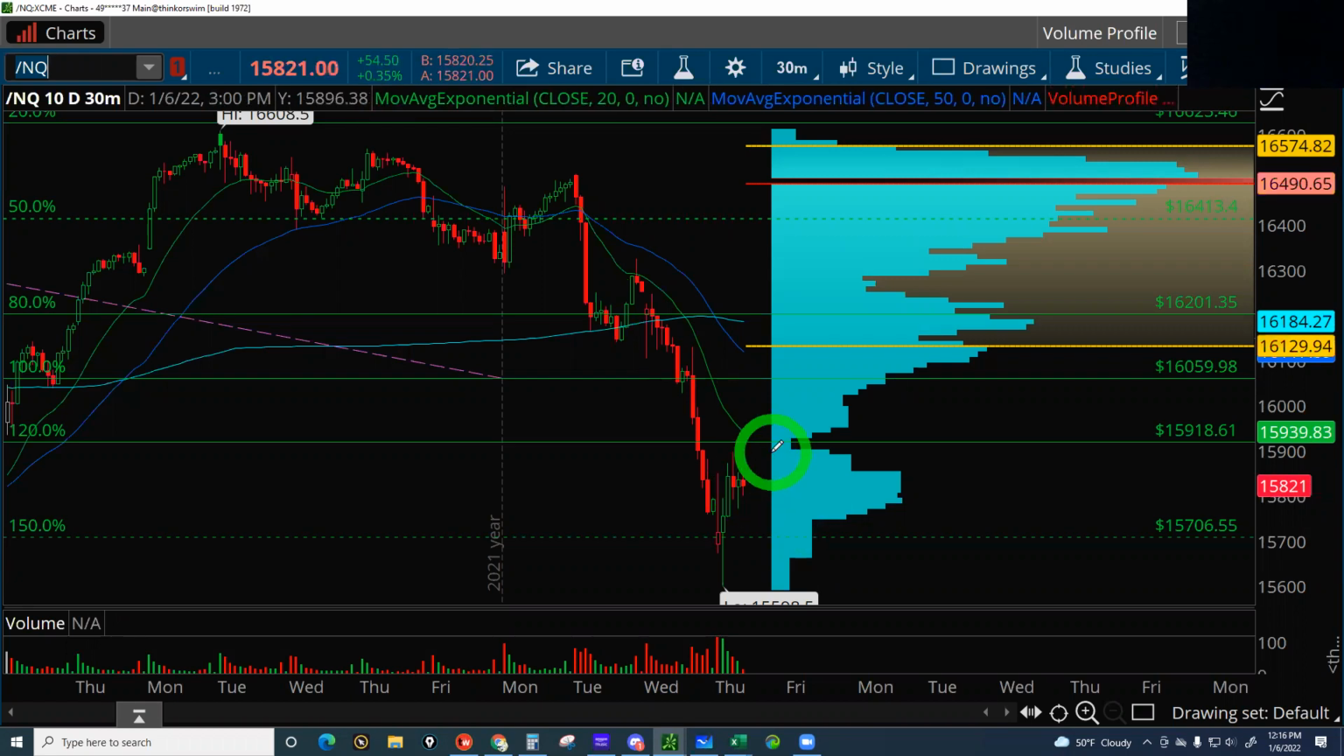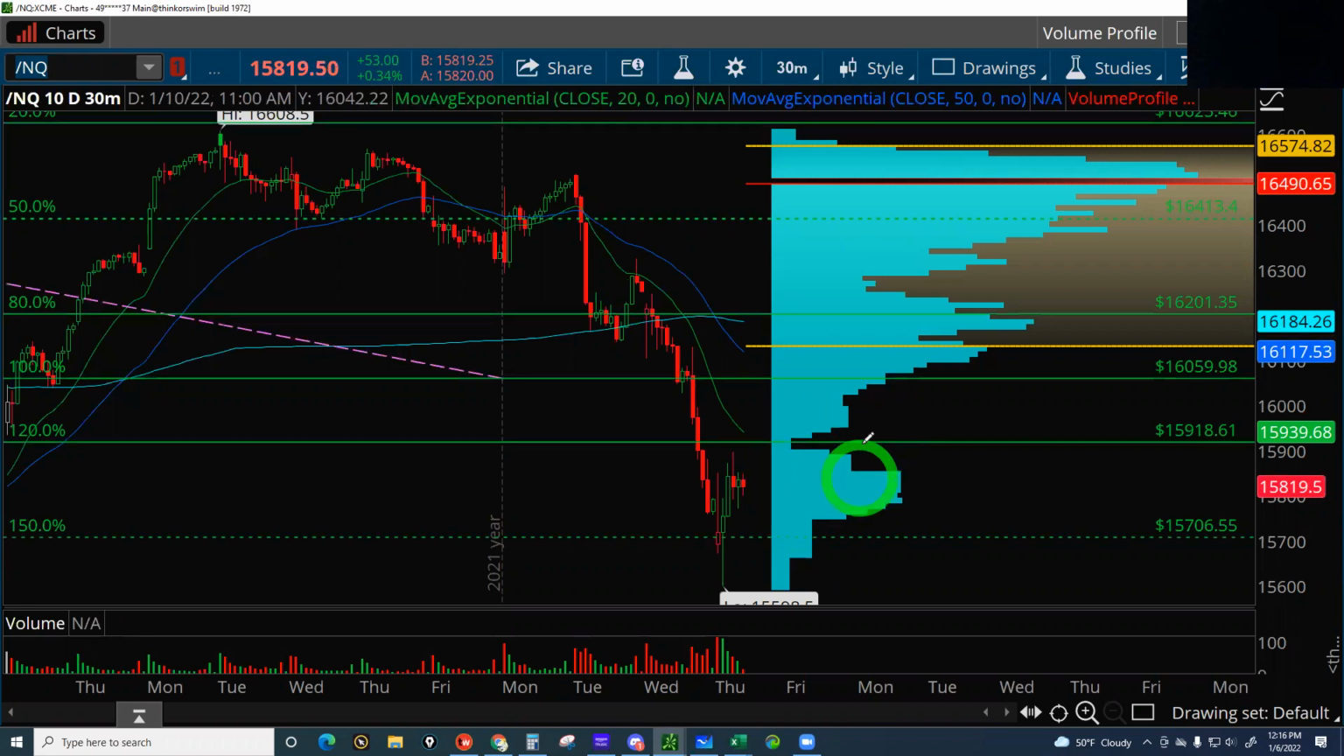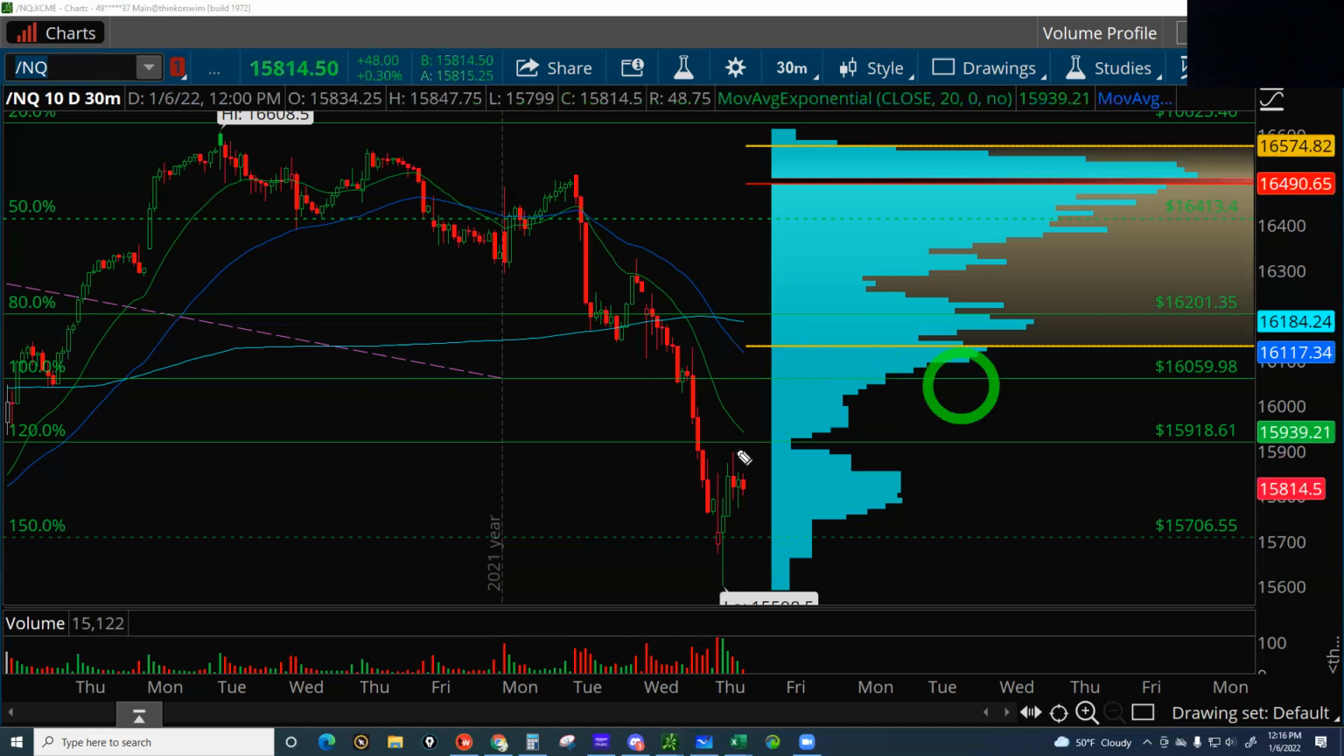Where do we expect it to go? Well, it may try to fill some of these gaps here on volume profile, and it would not surprise us to see some level of coming back up to a value area low or even closer to a point of control. And you see this point of control is lopsided, y'all.